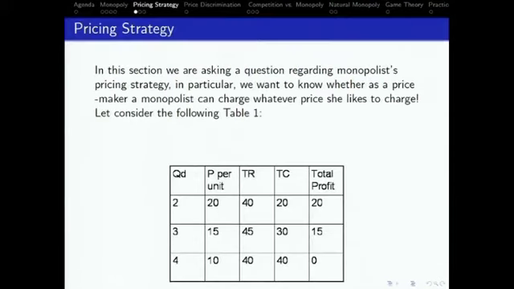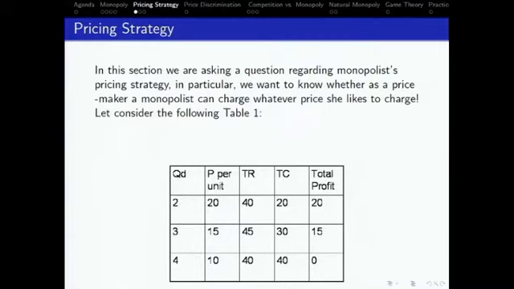Okay, here's the pricing strategy. So this is the table. Now I need you to pay attention and solve this right now. This is a table for a monopolist, and it says that suppose the monopoly produces 2 units of the product. The price per unit is $20. Its total revenue is 40. Total cost is 20. Total profit is total revenue minus total cost, which is 20. Right? And so on. Now tell me, if I'm a monopolist and I want to maximize profit, which quantity should I choose? 2, 3, 4?